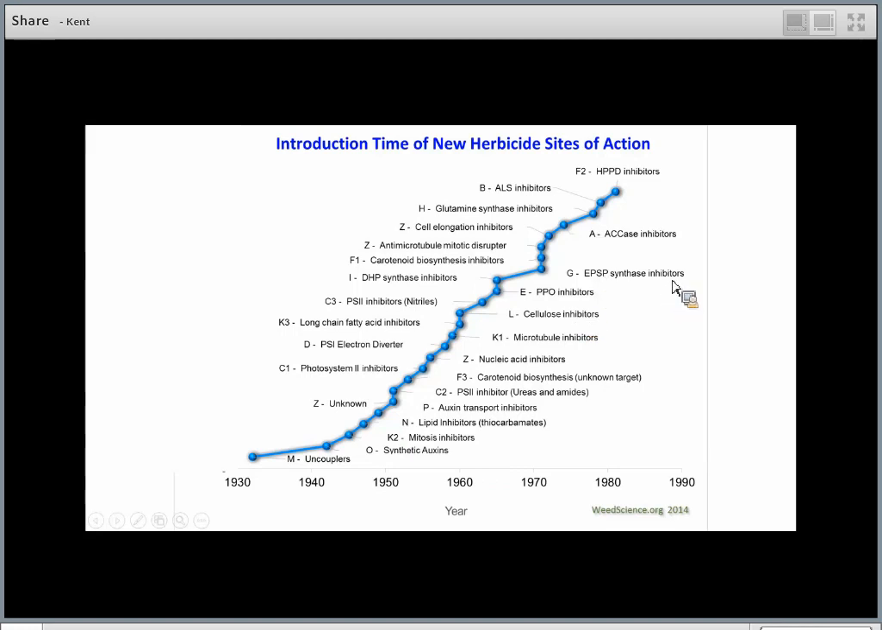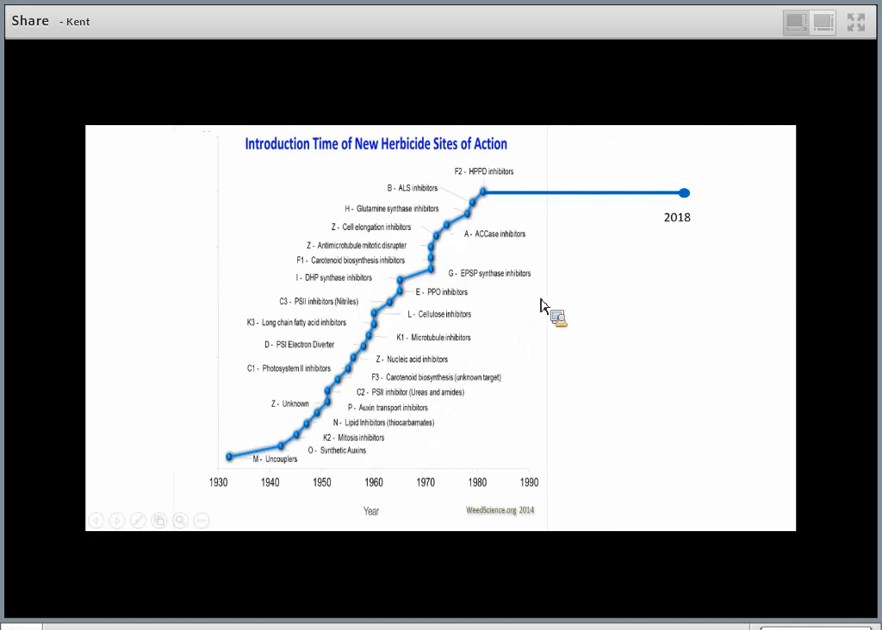EPSP synthase inhibitor, that's glyphosate or Roundup. And so this is the timeline of the development of the different herbicides, 30-some different modes of action over time. The most interesting part of this chart is if you look what's happened since 1983 when this last one came out, there's been no development of new herbicides, no new modes of action. So anything that's new, quote new, that you see being sold or being advertised on TV is really just a remix of some of these previously known modes of action. So we don't really see a lot of development of new herbicides.